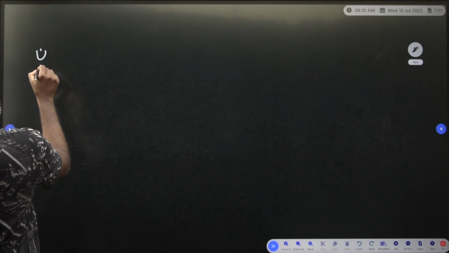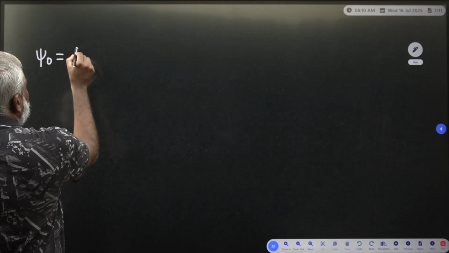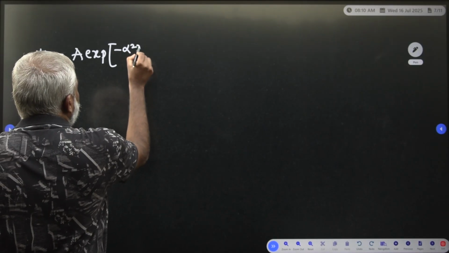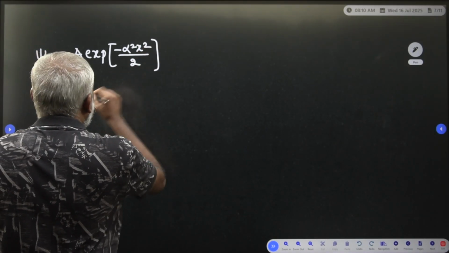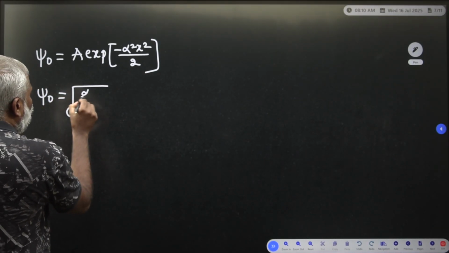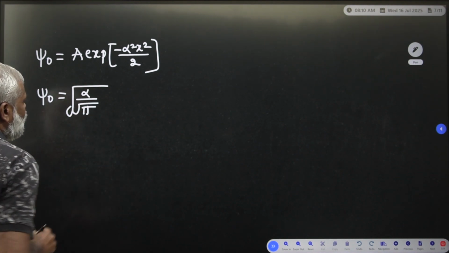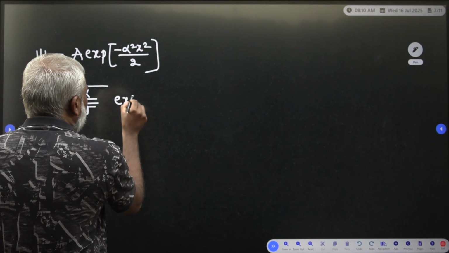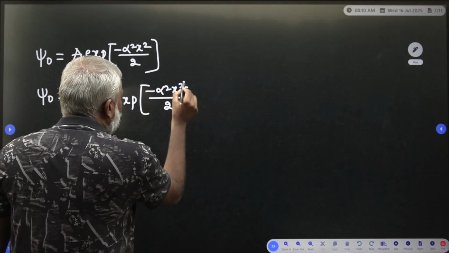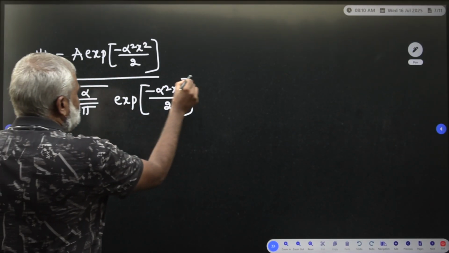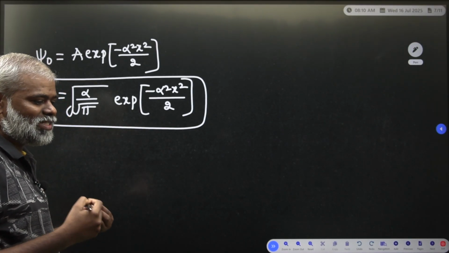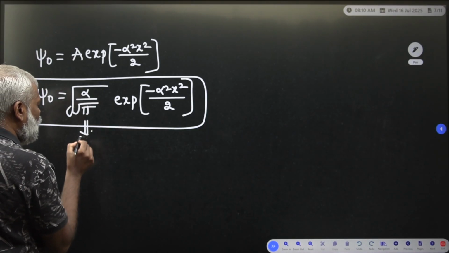So, therefore, psi 0 is equal to a into exponential of minus alpha square x square divided by 2. But you know that the a value is the square root of alpha divided by root 5. So, this is the a value into exponential of minus alpha square x square divided by 2 that you are going to get. This is the which wave function? This wave function we call the ground state wave function of a linear harmonic oscillator.